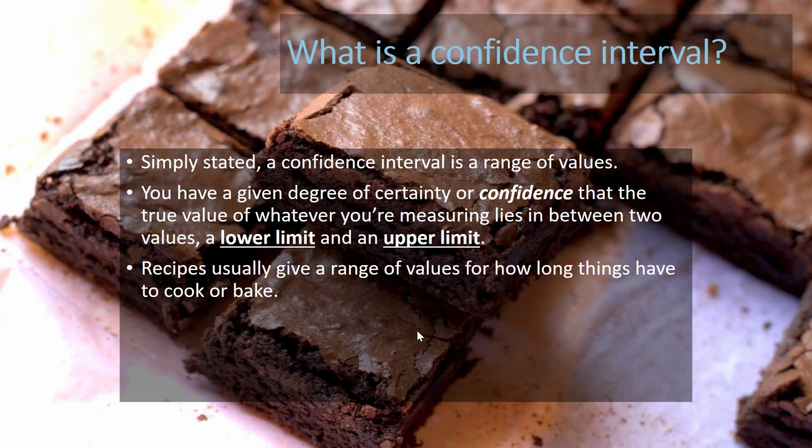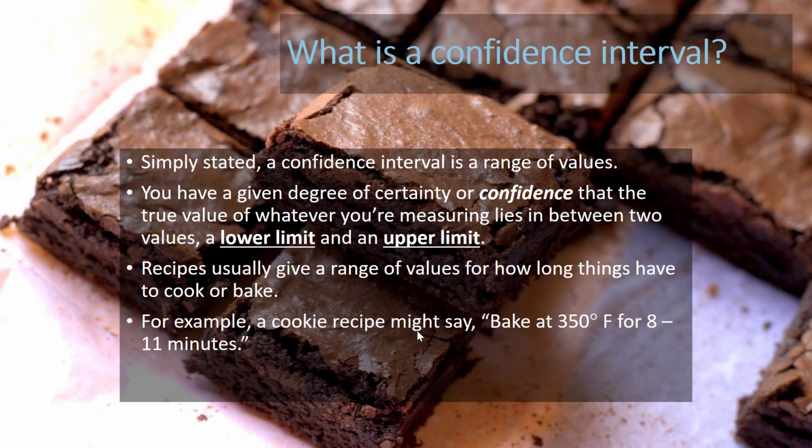A good example of this is cooking or baking. Recipes usually give a range of values for how long things have to cook or bake. For example, a cookie recipe might say bake at 350 degrees Fahrenheit for 8 to 11 minutes. 8 to 11 minutes is a confidence interval.